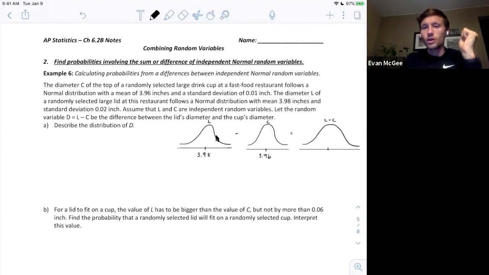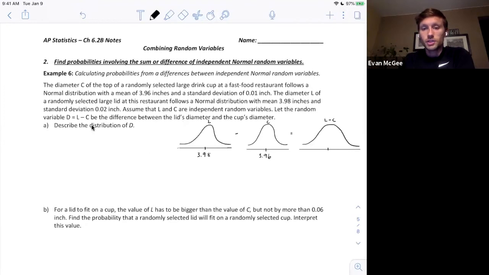And if we started plotting all of those values, we would see the distribution will look something like this. If we're combining two normal distributions, the result will also be normal, but we should expect it to have a little bit more variation because there's variation in the cup diameters, and there's variation in the lid diameters. So when we combine them or subtract them, we should expect a little bit more variation. But we can describe this distribution as having a center of the difference between the means of the lids and the cups, and the standard deviation is going to be the addition of their variances with the square root being taken.